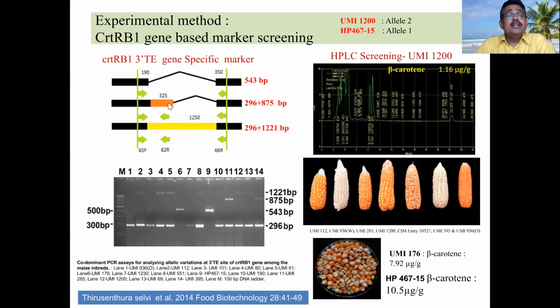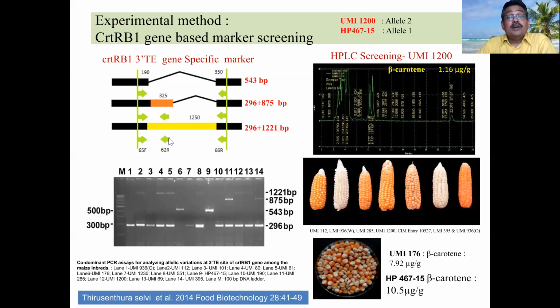Second one, if there is a small 325 base pair insertion, when you use the forward and reverse primers, you will get two kinds of product. One is a 296 base pair amplicon, another is an 875 base pair amplicon. So if the 296 base pair amplicon is there, you can be sure that it has some insertion, that the gene has been truncated.